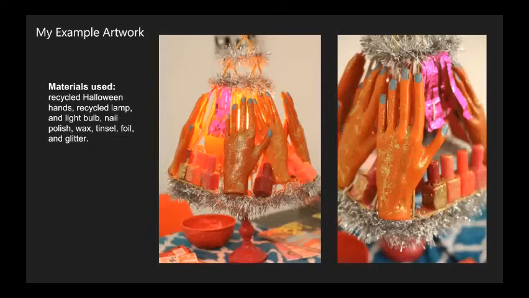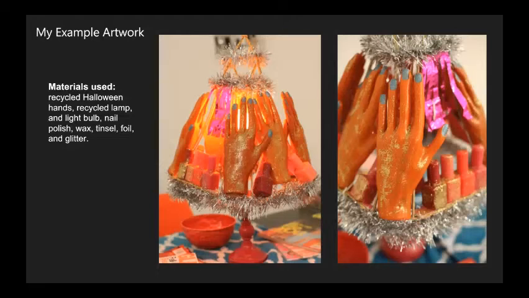The waxy layer on the nail polish bottles and the gritty glitter depict a bubblegum or chewy texture and ever-spreading feeling that symbolizes the annoyed emotion I feel. The tinsel creates a decorative or celebrative feeling, as one feels after they get their nails done. And the light used with the hands around it describes the feeling that many people have of needing to get their nails done over and over again, like a moth to the light. I used recycled Halloween hands, a recycled lamp, a light bulb, nail polish, wax, tinsel, foil, glitter, and paint.